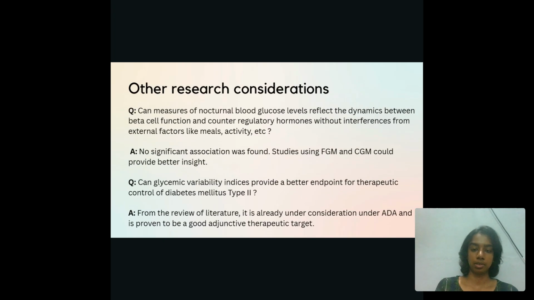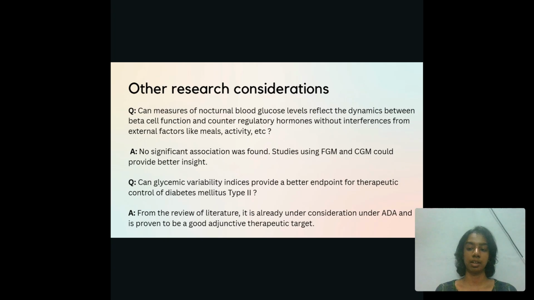Coming on to the other research questions or considerations that we need to think about. A common question is whether nocturnal glucose levels can reflect beta cell and hormonal dynamics without interference from meals or activity. While nighttime readings are more stable, studies suggest no strong correlation unless using continuous monitors.